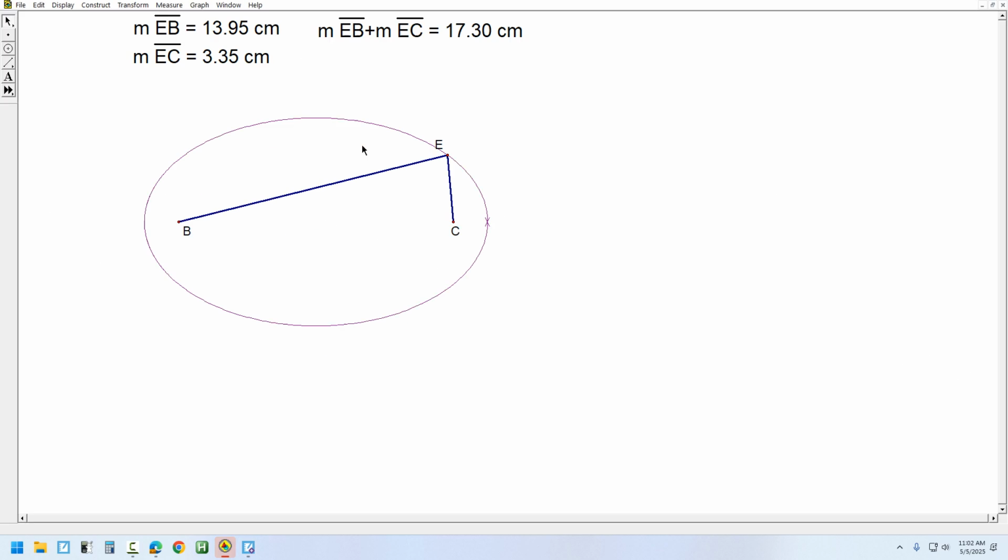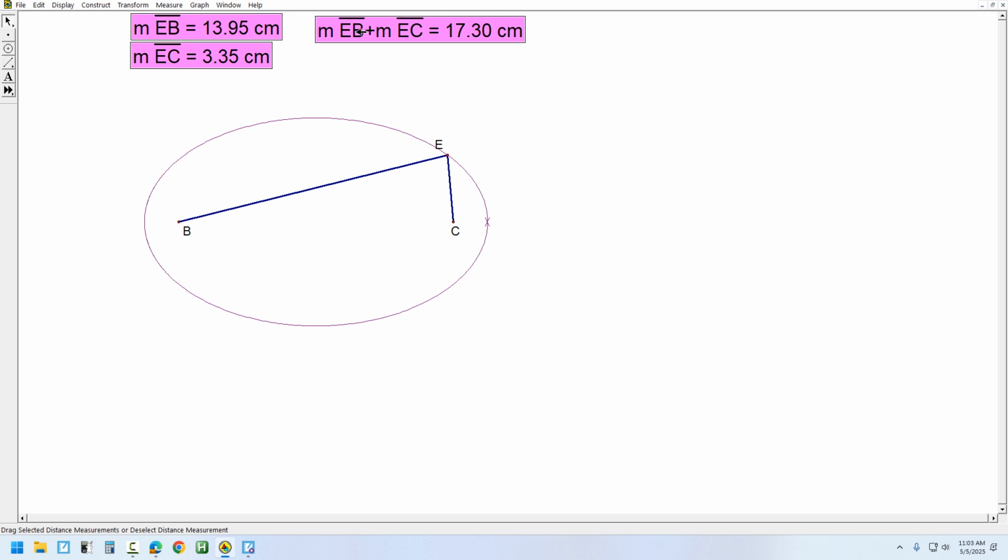And I can show you that in this picture. So point E is a point that I can drag around the perimeter of the ellipse. And as I do it, I'm going to measure line segment EB and line segment EC. These two lengths are going to change. But the sum of them in this particular ellipse is always 17.3. This one's just 17.3 because of the size.